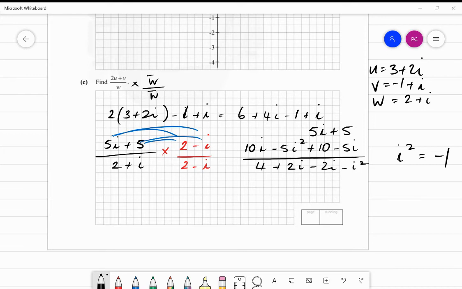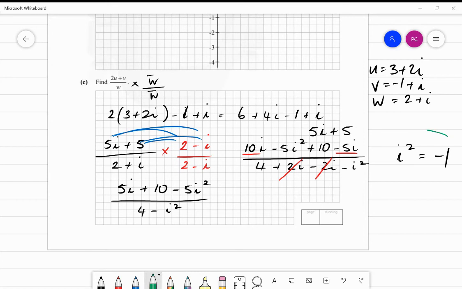That's going to give me 10I minus the 5I. Okay, so that's going to be 5I plus 10 and then we've minus 5I squared. And on the bottom line, just to tidy it up, the plus 2I and the minus 2I are going to cancel. The bottom of these complex conjugates is always the difference of two squares. If that makes sense, brilliant. If not, don't worry too much about it. And then we've got 4 minus I squared on the bottom.